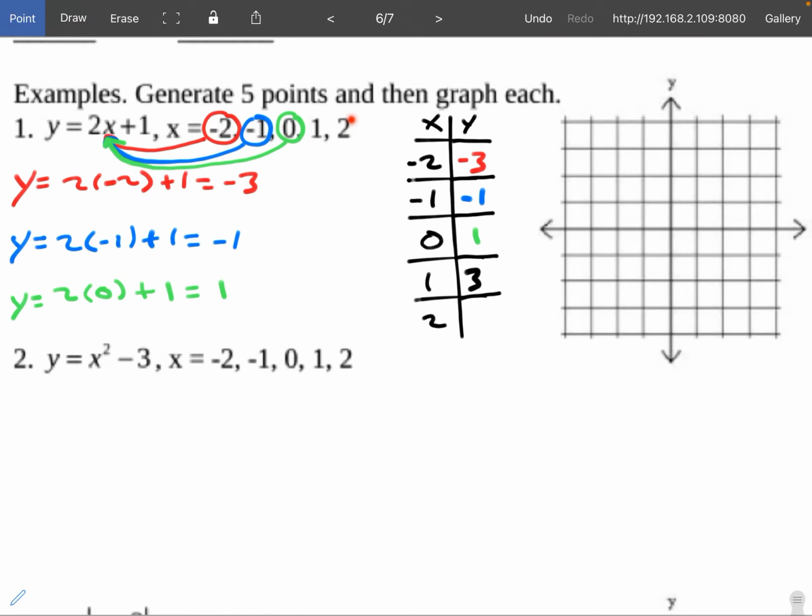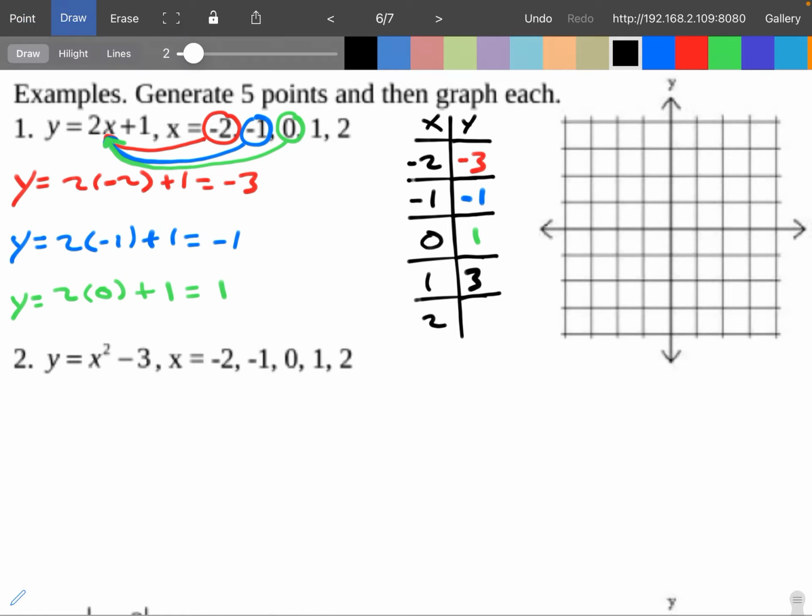And then we're going to take the 2 here. Take that 2, plug it in for x right there. So 2 times 2, 4 plus 1. That's 5, right? Okay, and then we're going to plot the points. What you have here is your ordered pairs over there in the chart, right? For example, this first point right here, that's the ordered pair -2, comma, -3. So we're going to plot all 5 of those ordered pairs.